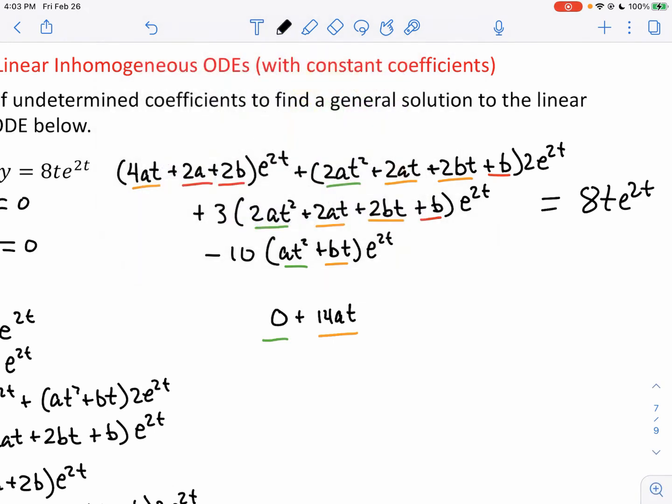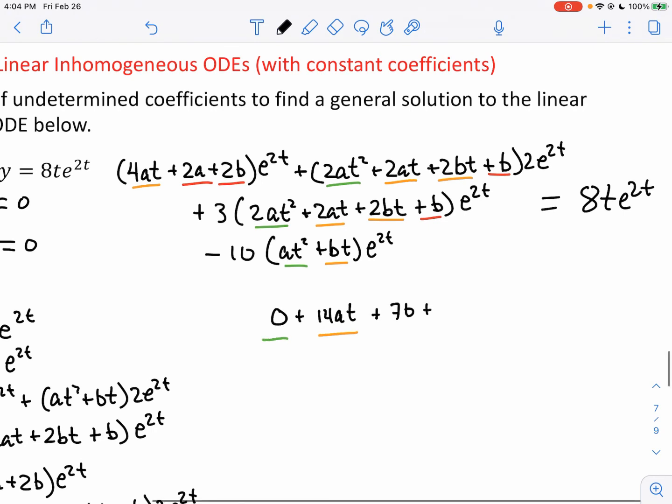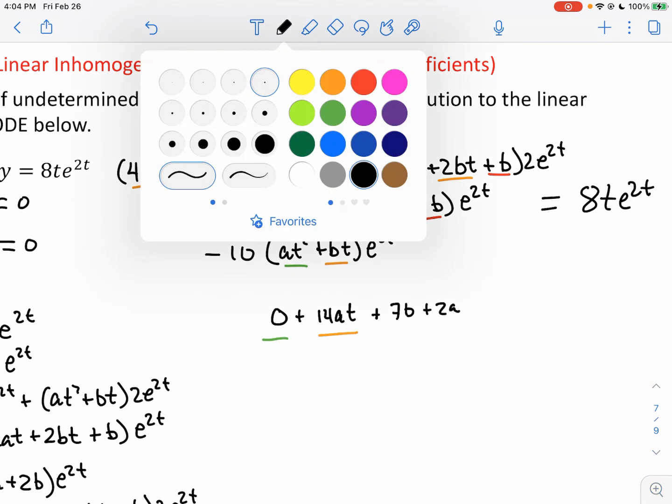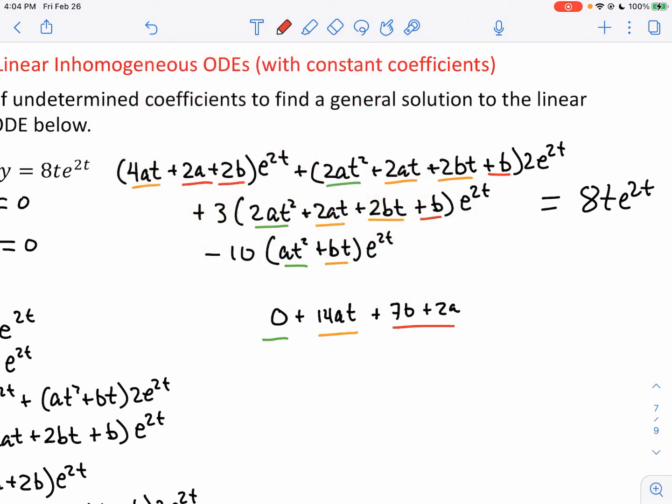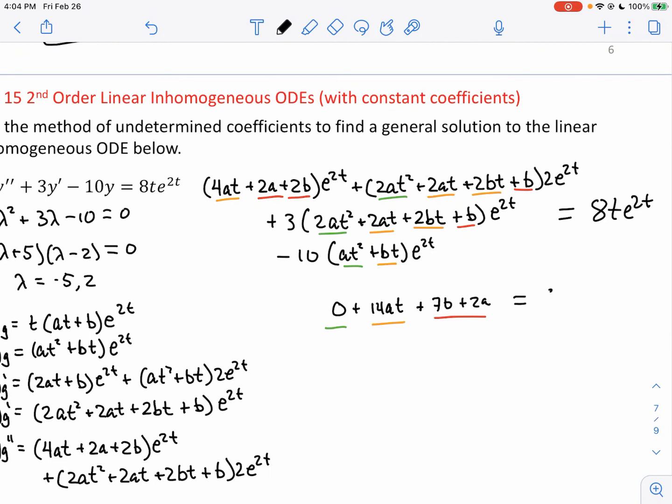And now let's do all the reds. Let's do the reds and the B's. We have a 2B plus a 2B. So that's 2B plus 2B, that's 4B plus 3B. So I think we get 7B. And then we have a 2A. That 2A right there. And those are all the reds. Okay, and then the other side. We just get the 8t, because the e to the 2t's all canceled. Factored it all out and divided.